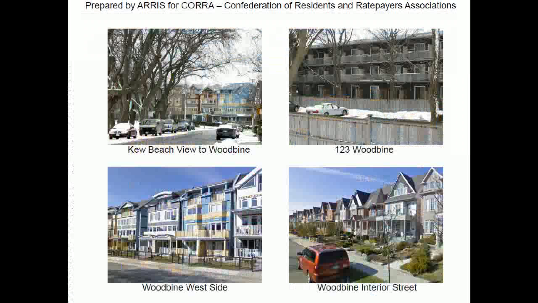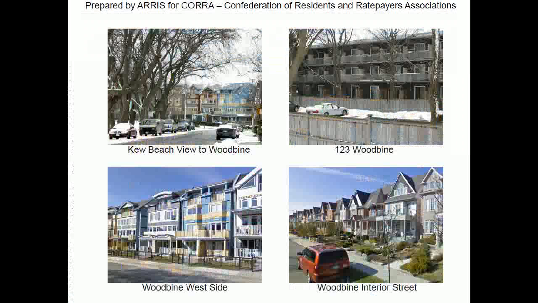Here we get a sense of the housing. This is Kew Beach view looking to Woodbine in the upper left, and we see what the housing in Woodbine is like. Upper right we see 123 Woodbine, which is a 3-story condominium. The lower left gives us in more detail what Woodbine west side is like in terms of its density and configuration, and the lower right shows you a typical street in the interior of the Woodbine development.